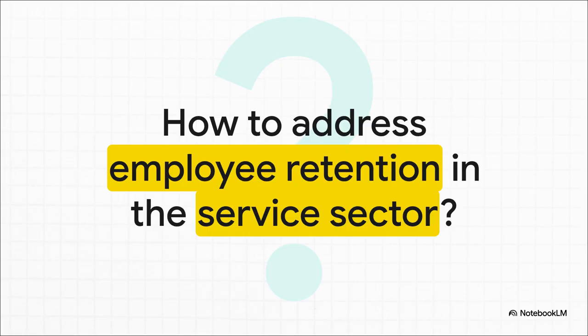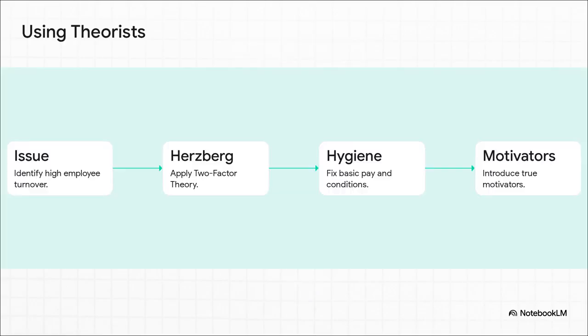This time, we're shifting our focus over to human resources and delving into the theorists family. So how do we address critical employee retention issues, say in the service sector? Instead of just throwing out a weak argument like, well, they should pay them more, we can apply Herzberg's 2-factor theory. First, we identify that core turnover issue. Then we use Herzberg to precisely diagnose the problem. We state that the firm has to first fix its hygiene factors. You know, basic pay and working conditions, just to stop active dissatisfaction.